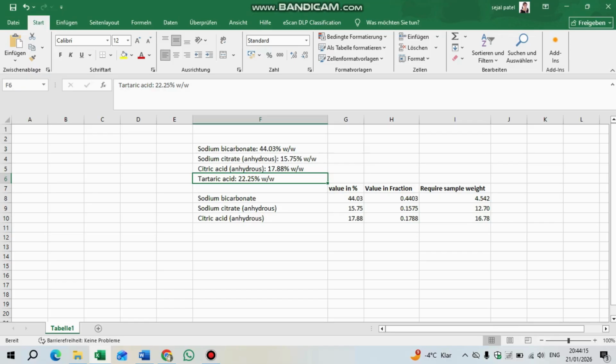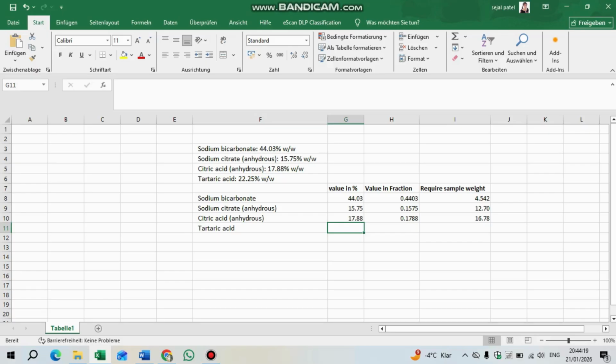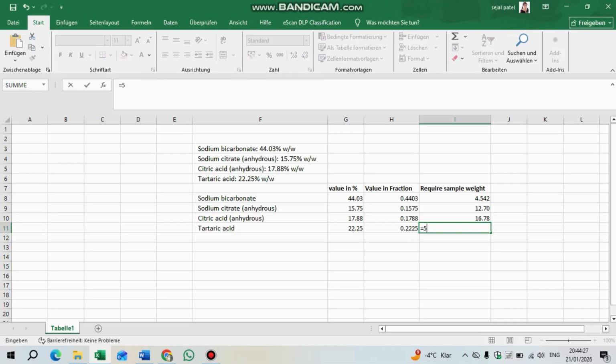Tartaric acid, its value is 22.25%. The fraction value is 0.2225. Then we have to convert it into an equivalent weight of 5 gram. So 5 upon 0.2225 is equal to 8.99 gram sample weight we require.